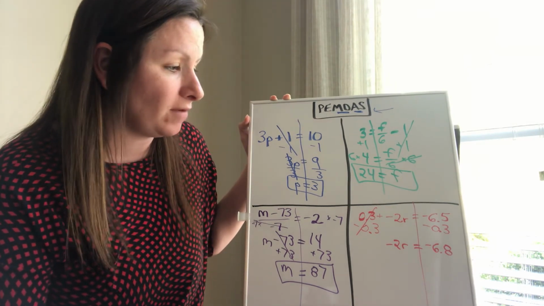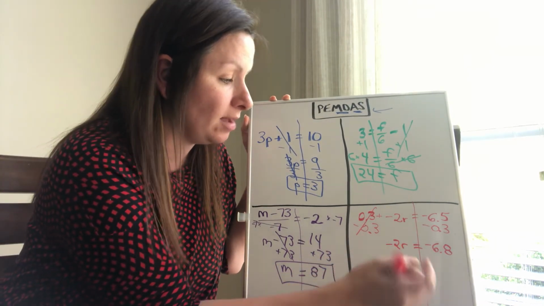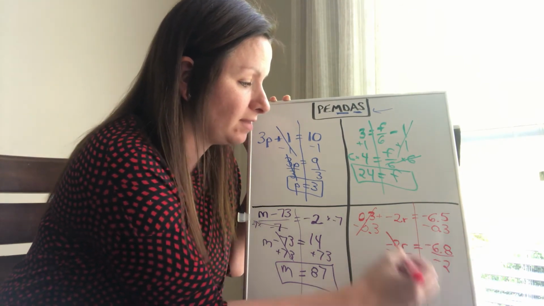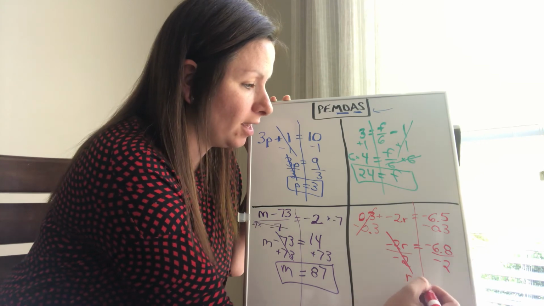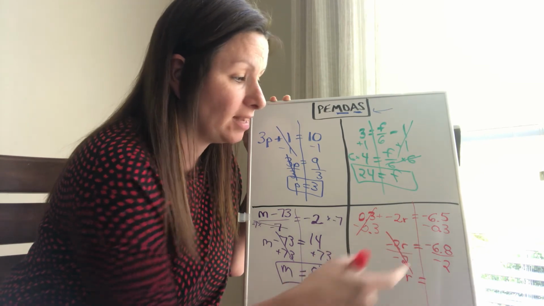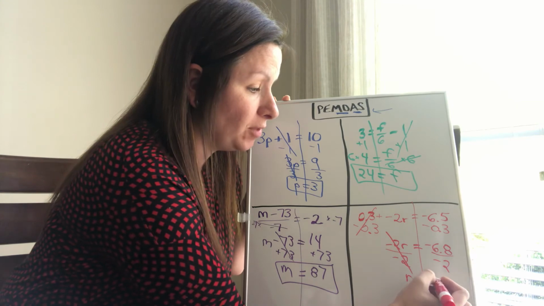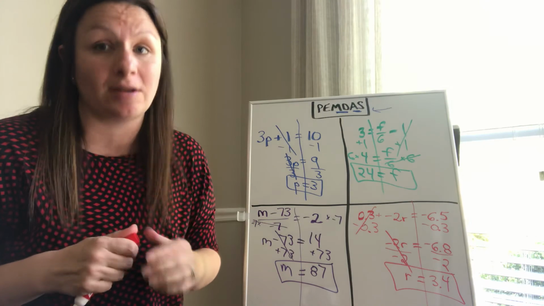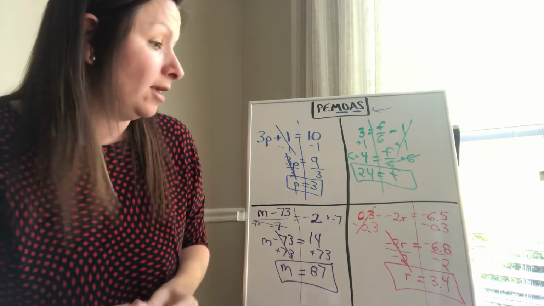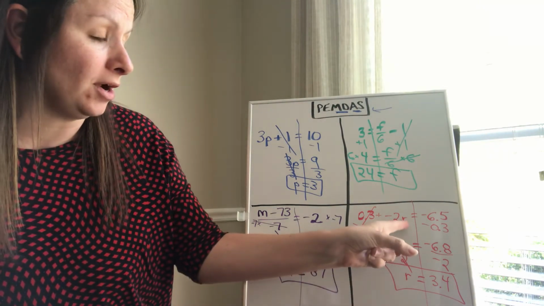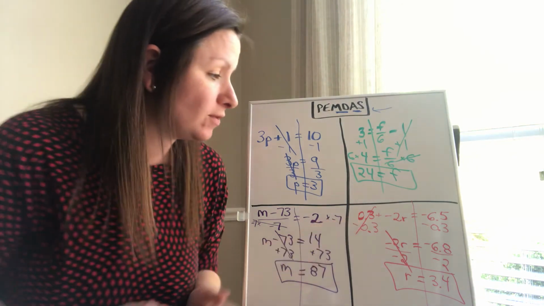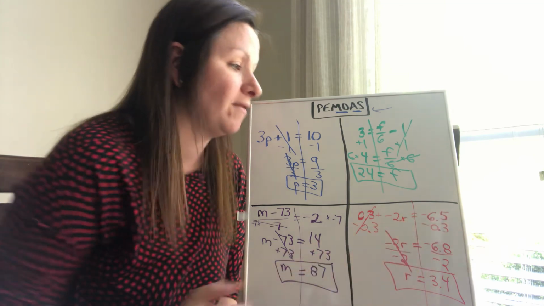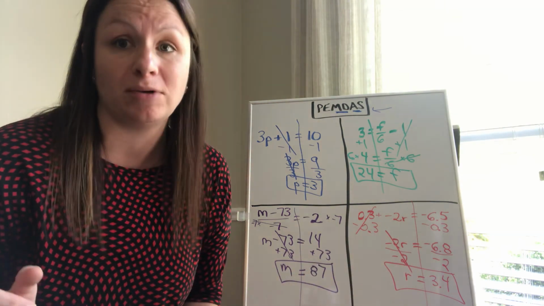And finally, for my very last step, this is negative 2 times r, so I need to do the opposite. I will be dividing by negative 2 on both sides of my equation, and I get r equals, a negative divided by a negative will give you a positive, and that would be 3.4. Don't be afraid of fractions or decimals. Sometimes they happen, and that's okay. Now, if I plug in 3.4 up here, in my calculator, I would type in 0.3 plus negative 2 times 3.4, and sure enough, it would give me negative 6.5, so I would know my answer was correct.